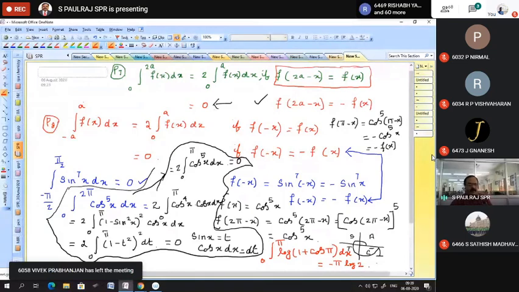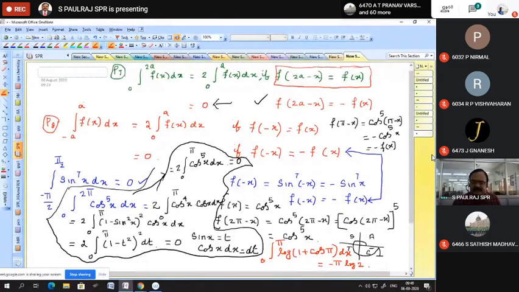But I am not doing this problem now. Once you come back to school, I will do the problem. Not pi x. Once you come back to school, I will teach this problem, because it will take minimum 20 minutes to solve this question on the board.